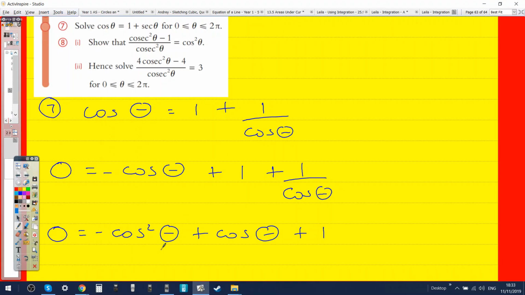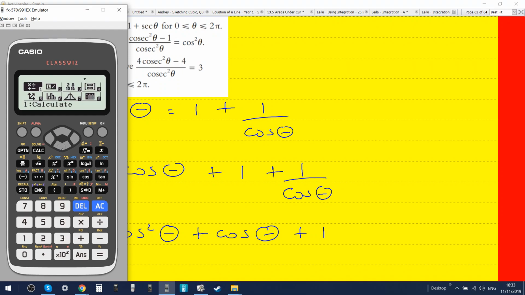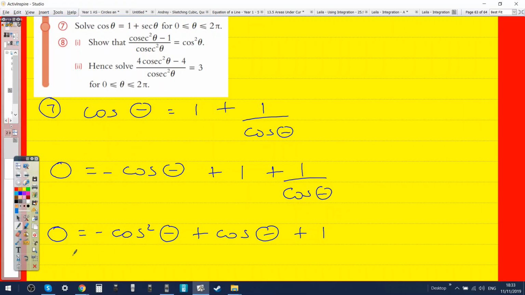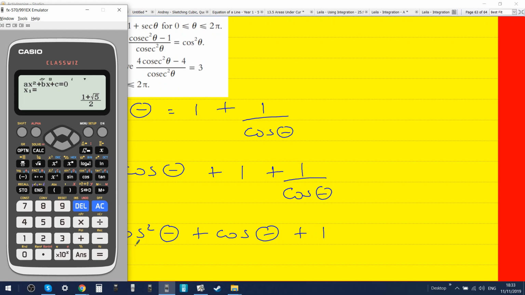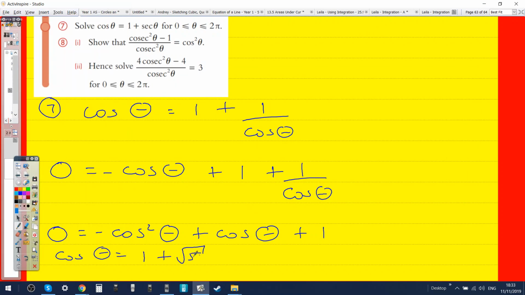Yeah. And with those answers, you just extrapolate it along the curve, right? So, let's take a look. So, where are we? Number 9. This one. Polynomial, degree 2. Minus 1, 1, 1. There we go. So, we get cos theta is equal to 1 plus root 5 over 2, or cos theta is equal to 1 minus root 5 over 2, and you would just solve them the usual way.